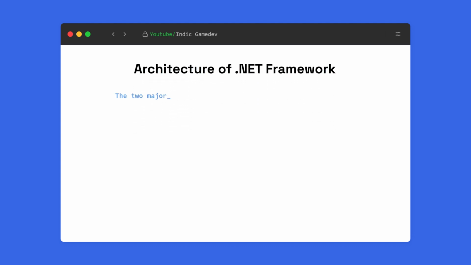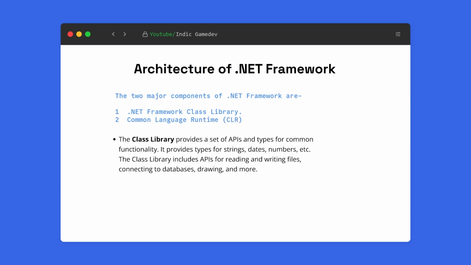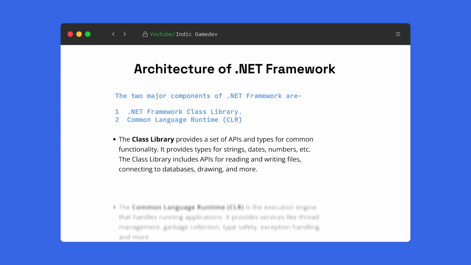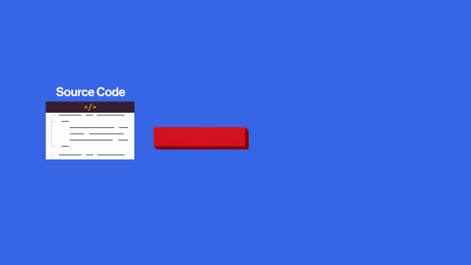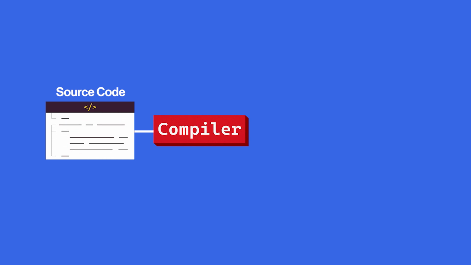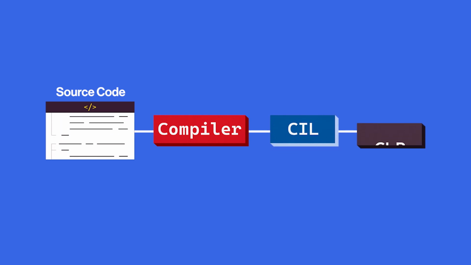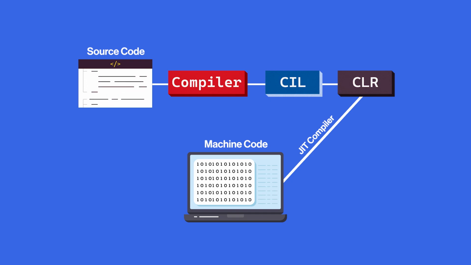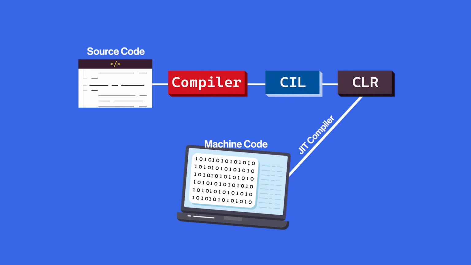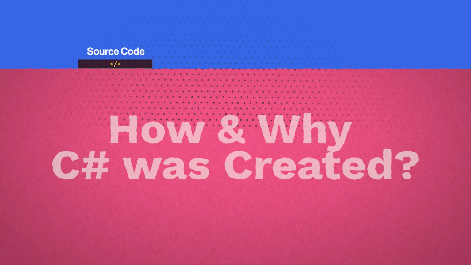The .NET framework consists of two main components: the .NET Framework Class Library and the Common Language Runtime (CLR). The class library contains pre-built classes and syntax for various functionalities, while the CLR provides a runtime environment for all .NET languages. Code written in .NET languages is first converted into an intermediate language, IL, by the compiler. The CLR then converts this IL code into machine code using a just-in-time JIT compiler, enabling cross-platform compatibility.